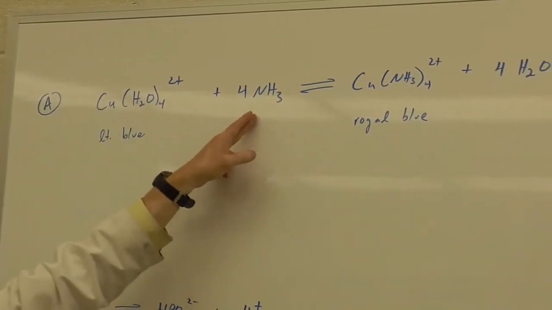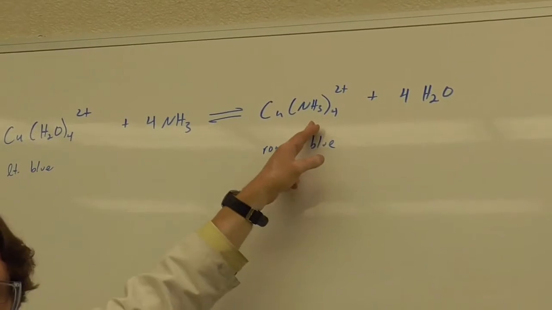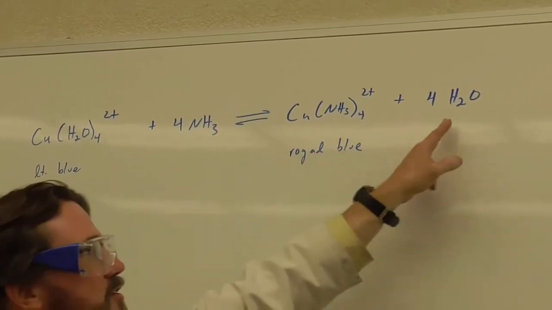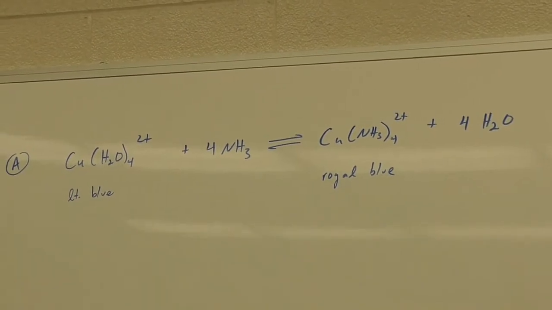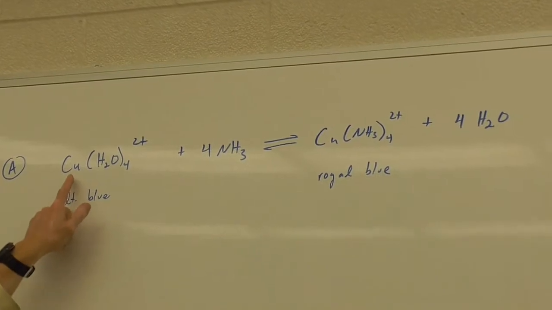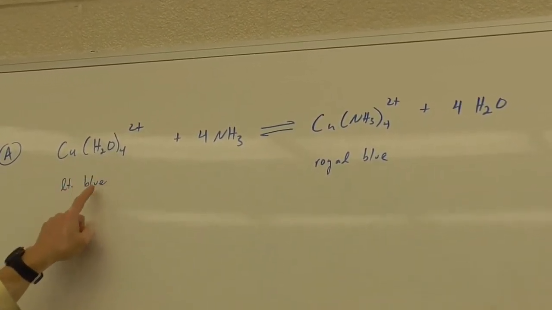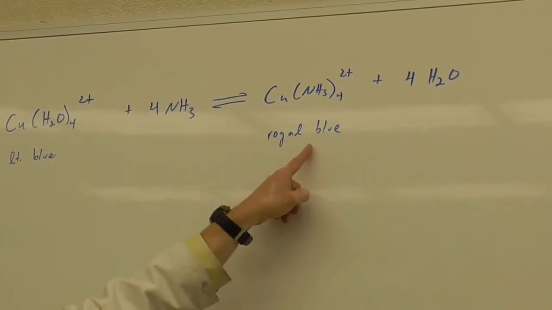If we add ammonia, NH3, that ammonia can kick out those waters and replace them. So now we have the ammonias attached to it, you see, and the waters are let go. This is an equilibrium, so it's going back and forth, and I should be able to disturb it. And what's nice about this equilibrium is you can see it, because copper with the 4 waters is a nice light blue, whereas you put the ammonias in, it turns to a darker royal blue.